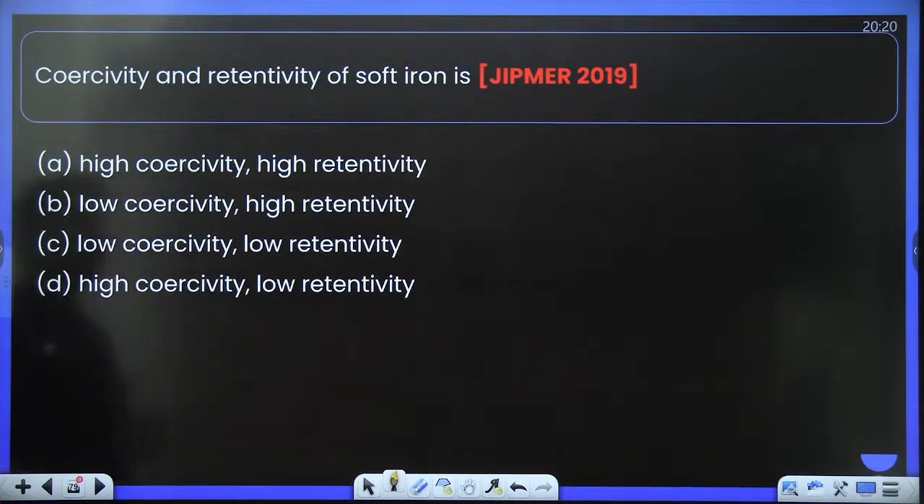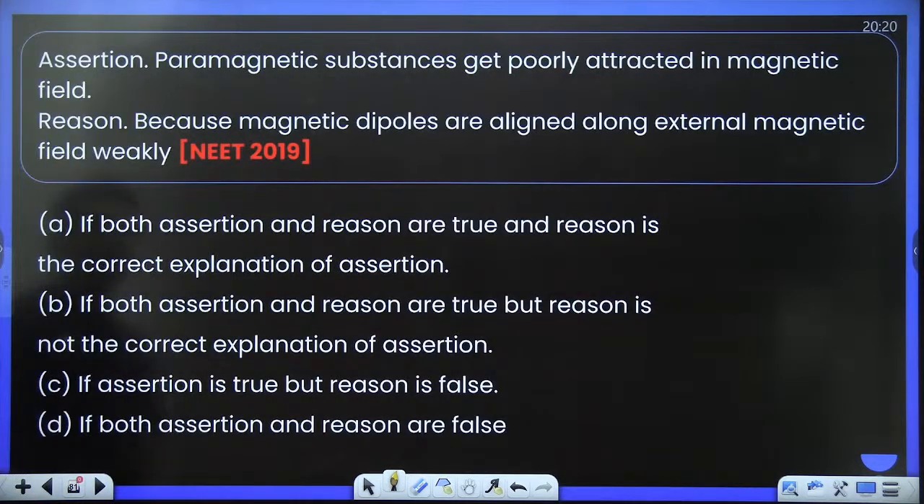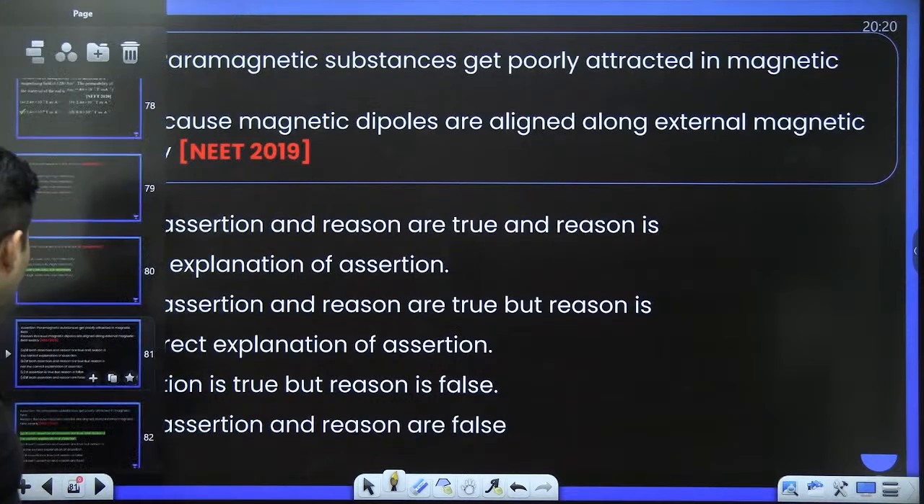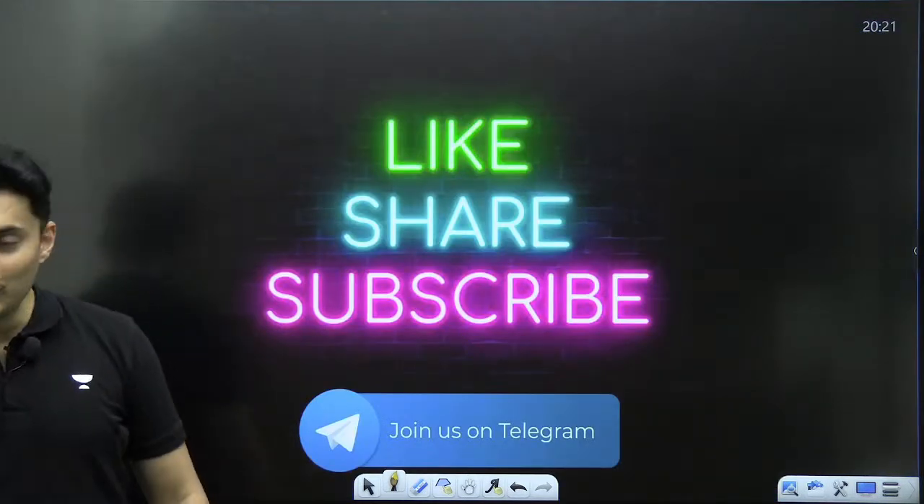This is the next question, JIPMER question. Take a screenshot, paste the answers in the comment section after the lecture is over. This was a NEET 2019 question, assertion reason type. Again, please take a screenshot or pause the video, solve it and type the answer in the comments. So these are your homework questions for you today.